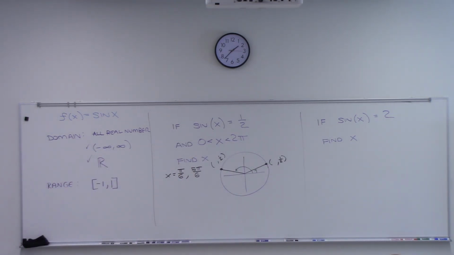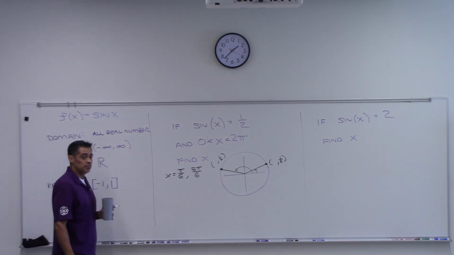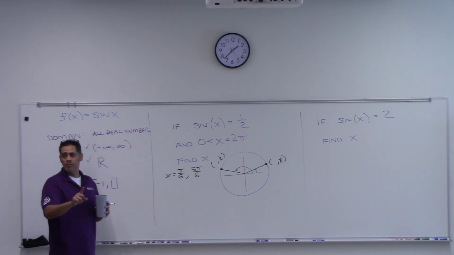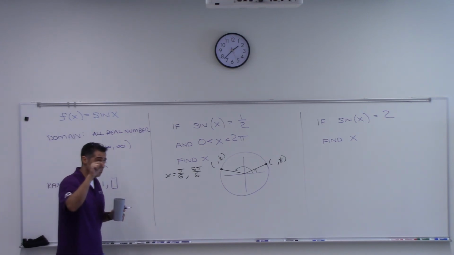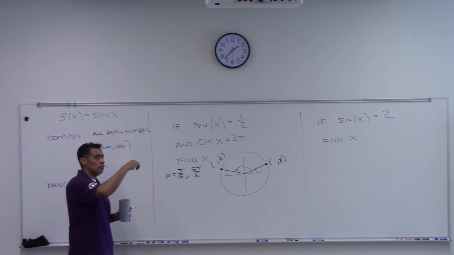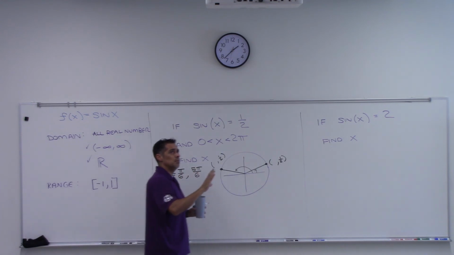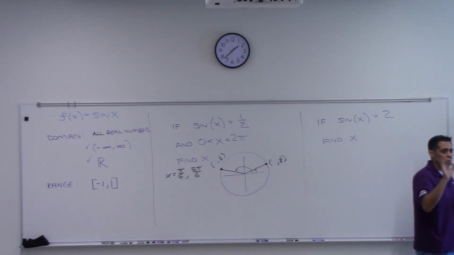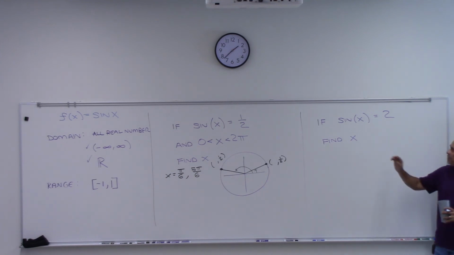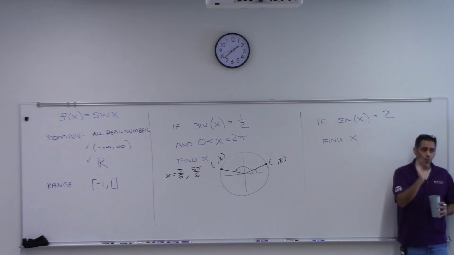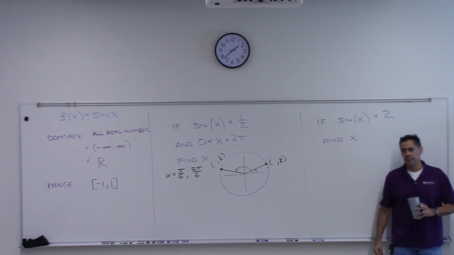So what am I asking you here? At what angle on the unit circle is your output equal to 2? What? The what? The y coordinate. Okay, again, we have to make sure we're being precise about this. This is saying at what angle on the unit circle is your y coordinate 2?